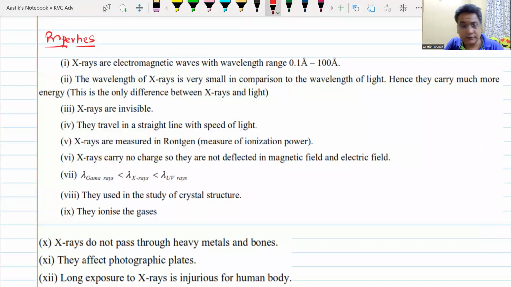Looking at the electromagnetic spectrum, what do you understand by X-rays? Where does X-ray lie? Looking at that diagram that I showed you, what did you understand? It lies between gamma rays and ultraviolet. What do you mean by gamma rays? What do you mean by UV rays?